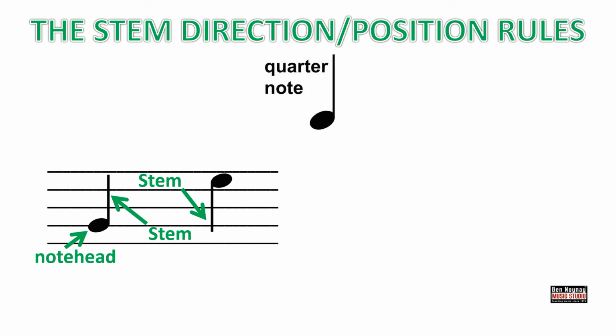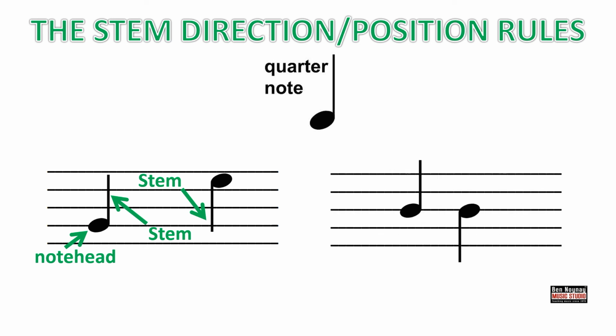If the note is written above the 3rd line, the stem must be written pointing downwards. If the note is on the 3rd line, the stem can either go up or down. In other words, if you are the composer, it's up to you where you want to direct the stem. Now, the rule about the position of the stem. If the stem is pointing up, it must be written on the right side of the note head. If the stem is pointing down, it must be written on the left side of the note head.